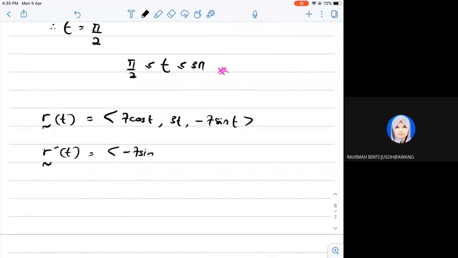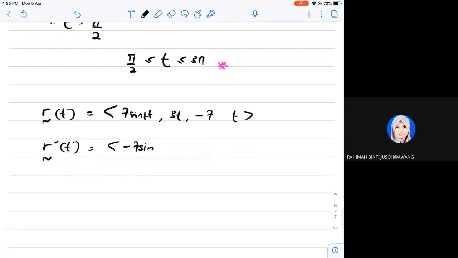Terbalik. Apalah saya ni. Yang ni kan, X ni kan. Sin t, sin t, negative 7 cos t. Macam ni. Okay, thank you so much. Madam, ya, saya.